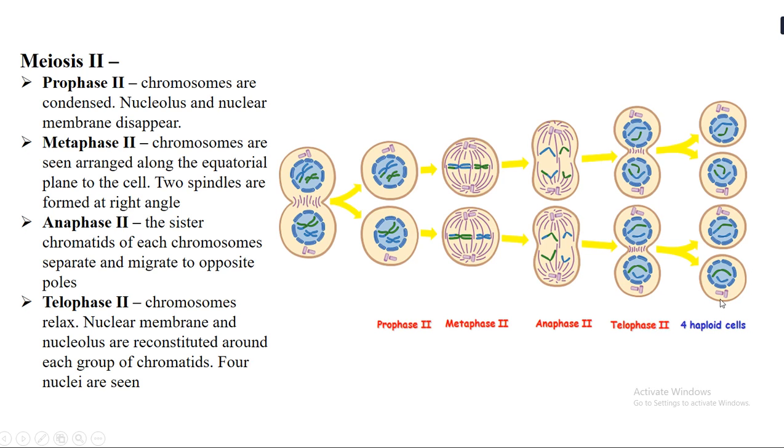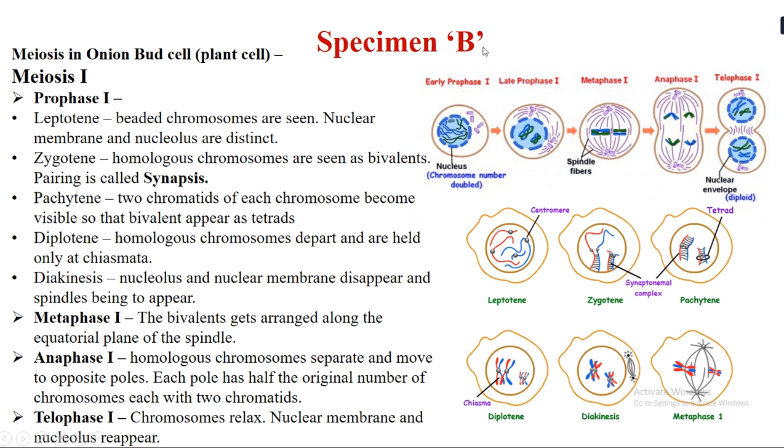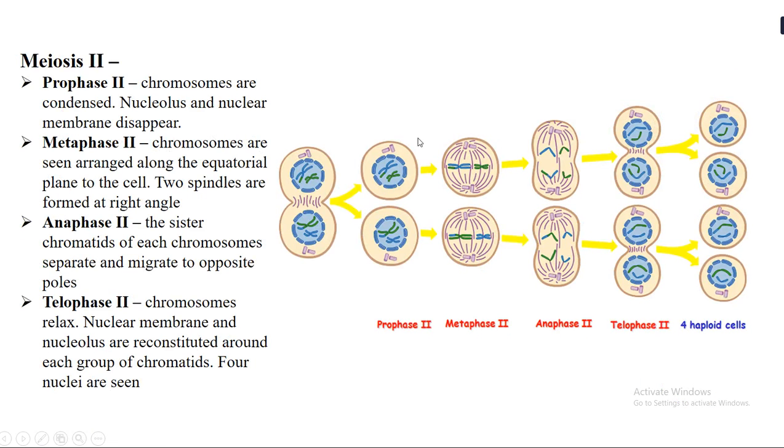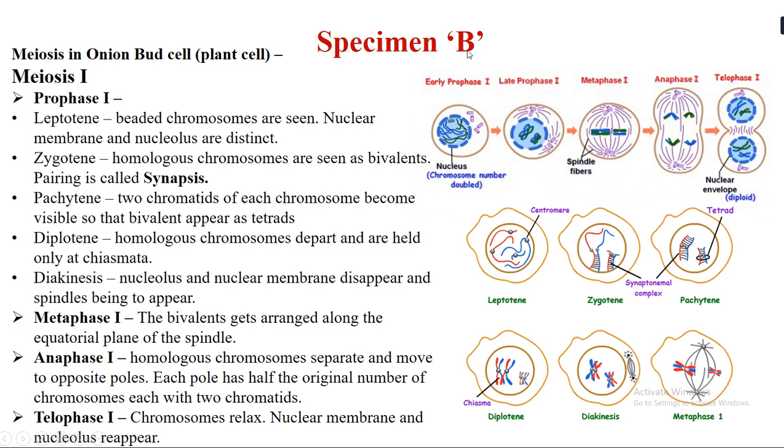So students, in specimen B or spot B, either the stages of meiosis 1 will be kept, so the pictures of meiosis 1 will be kept, or the stages of meiosis 2 will be kept, and you have to write about the particular stage. So this was about specimen B.